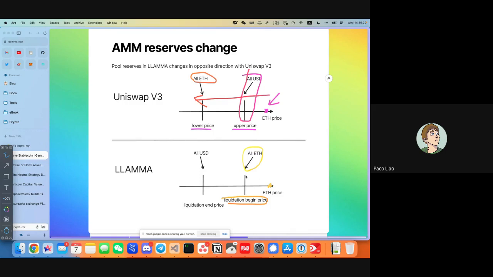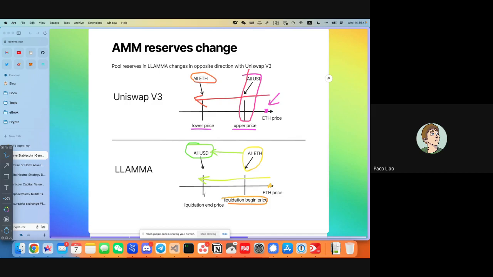At higher price, the tokens are all ETH in the pool, in this range. And if the price goes down, the ETH will be converted to all USD. So this is the liquidation process. With the price going down, users' collateral ETH token will be converted to USD.